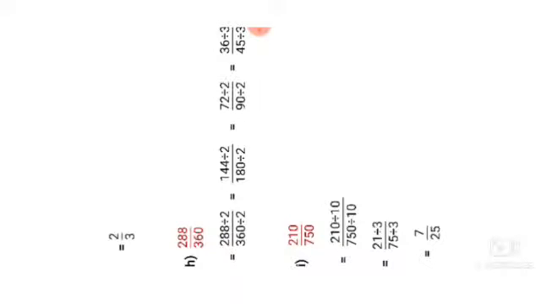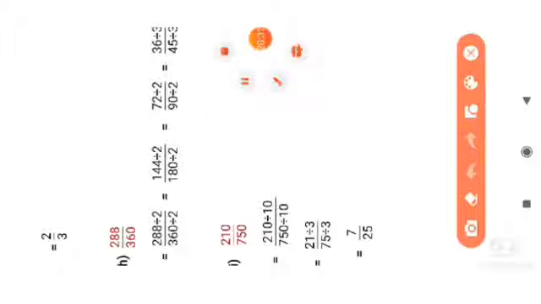The next sum I am not going to explain to you. You will try to do it. And the last sum, I am coming to the last sum. You can see 210 and 750. The numerator is 210 and the denominator is 750. Let's try these numbers. What is the common factor of 210 and 750?